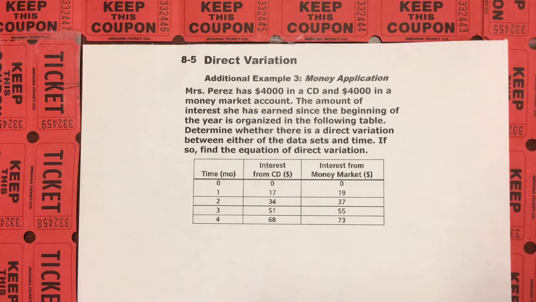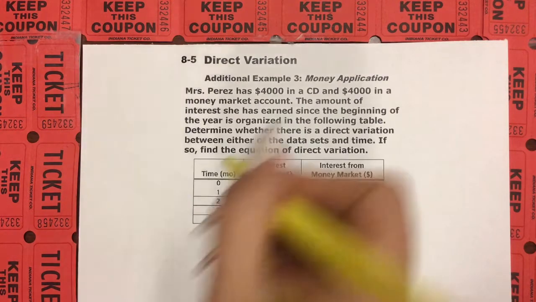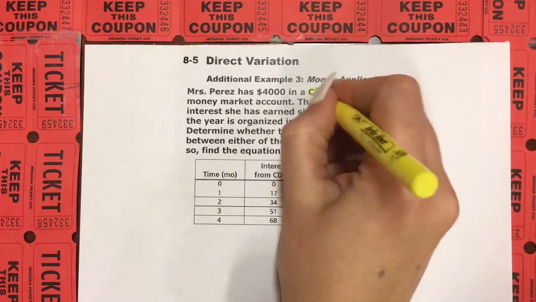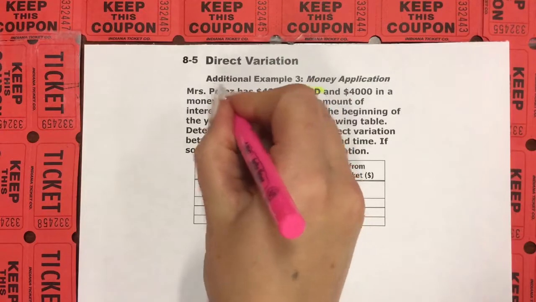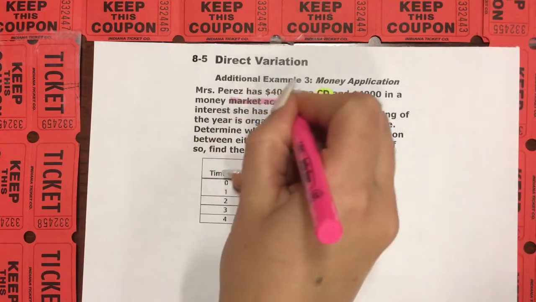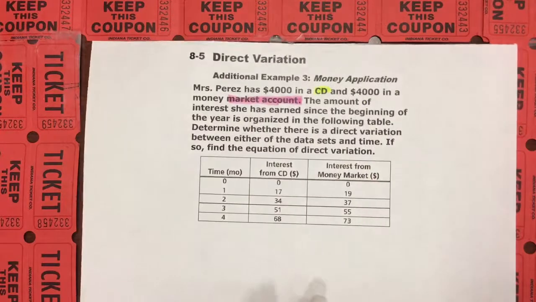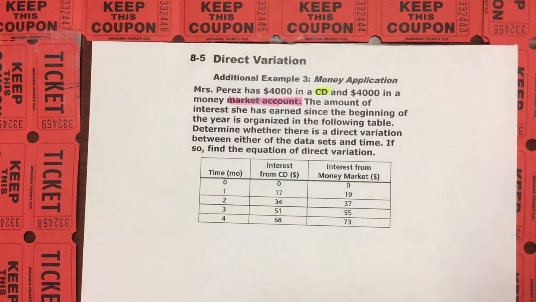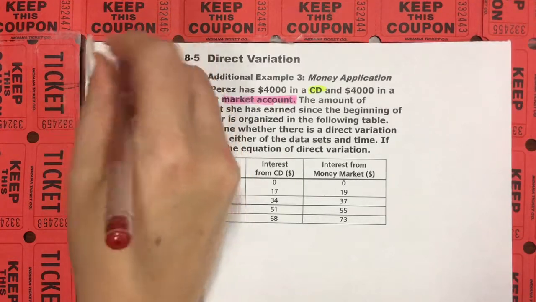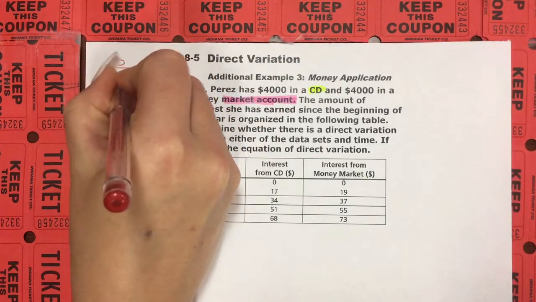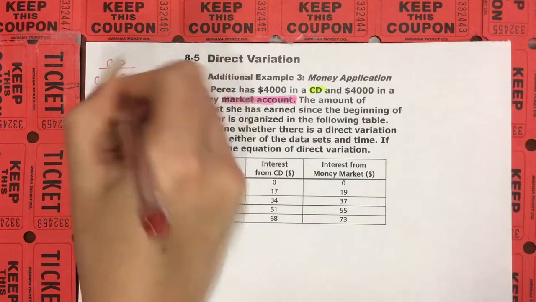All right, so this problem is talking about a few things. What I see is that it is talking about what is called a CD and also money market accounts. Okay? So I don't know if you know what a CD or a money market account is, but I thought maybe we would go ahead and go over what that was. So a CD is also known as a certificate of deposit.